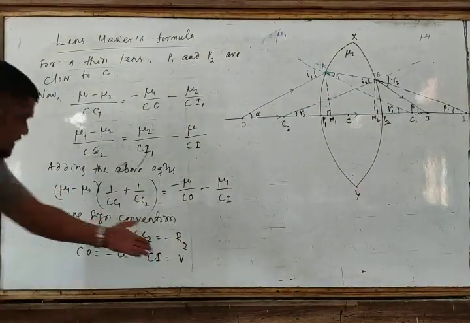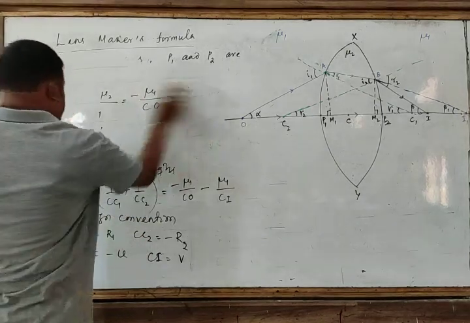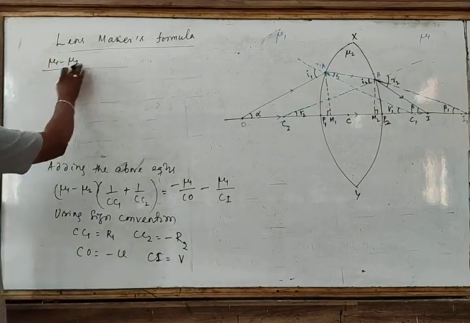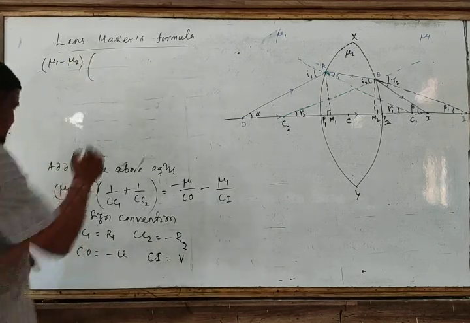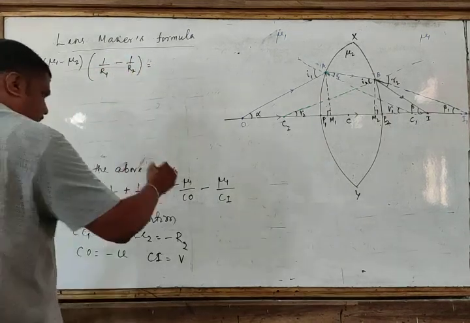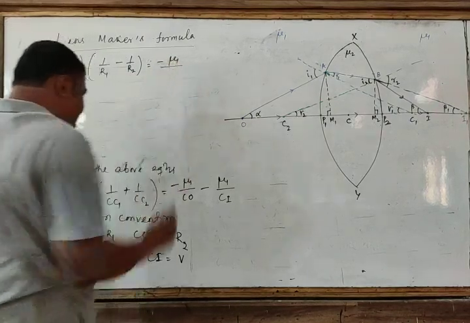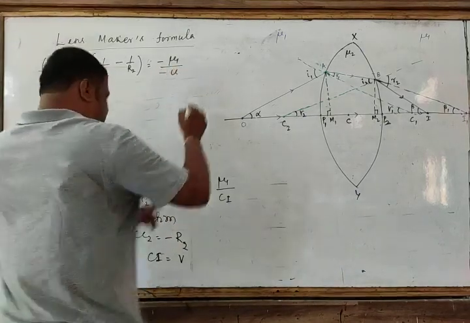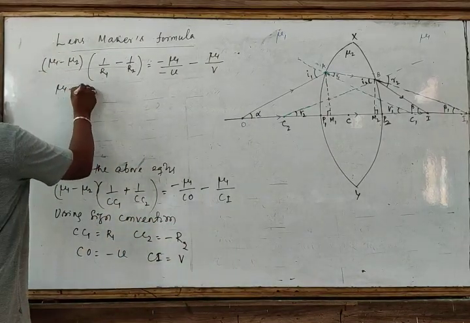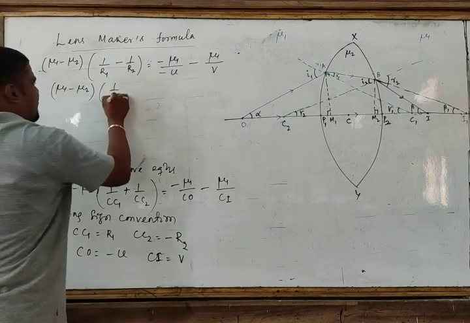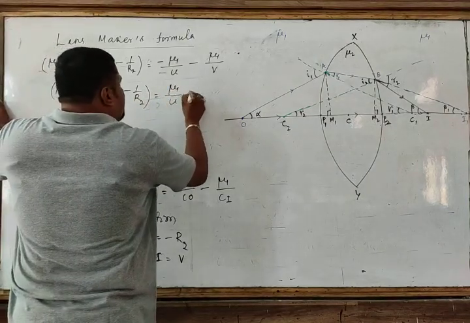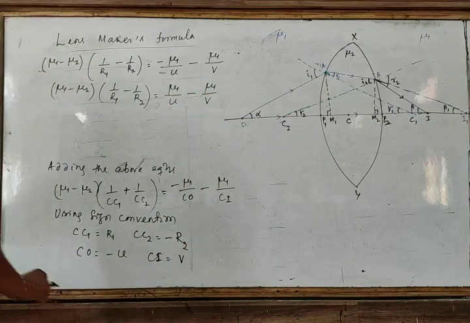Now put the sign convention here. The rest is mu1 minus mu2 into 1 by CC1, that is 1 by R1, then minus 1 by R2, is equal to minus mu1 divided by CO, that is minus U, minus mu1 by CI, that is V. So I can write this as mu1 minus mu2 into 1 by R1 minus 1 by R2 is equal to mu1 by U minus mu1 by V. Clear?